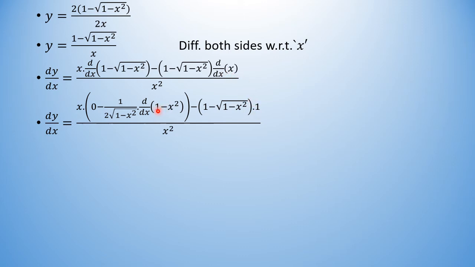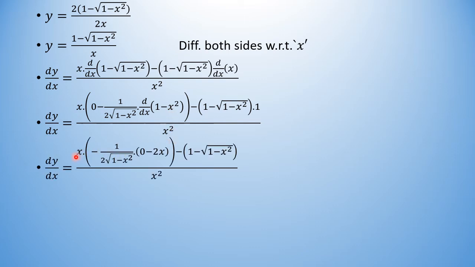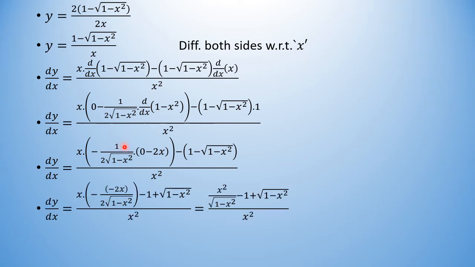And what I will get here, derivative of 1 will be 0 and derivative of x square will be minus 2x. This is what I'm going to get in the next step, and x square will remain the same. So I see x into minus 1 by 2 into under 1 minus x square, derivative of x square is minus 2x. And now what will I write? This minus and minus will give me plus. I will write minus 2x here simply.